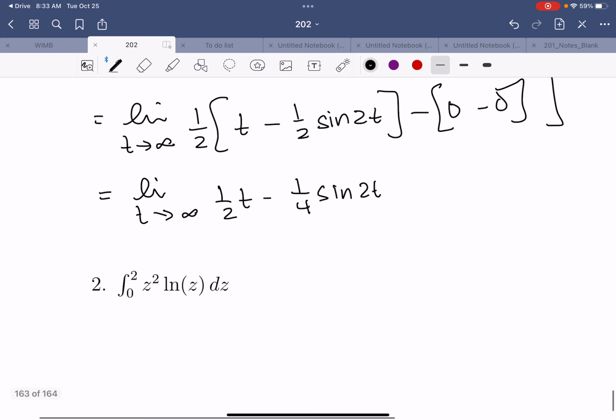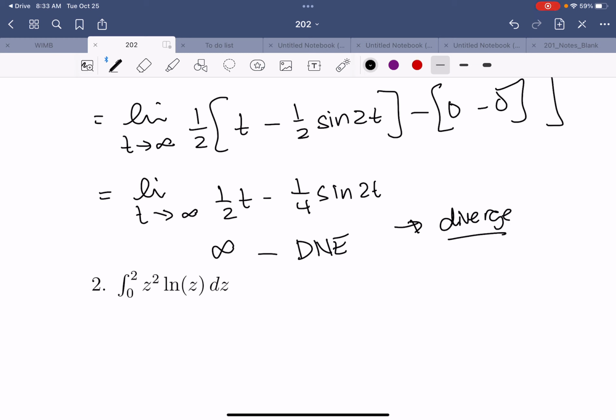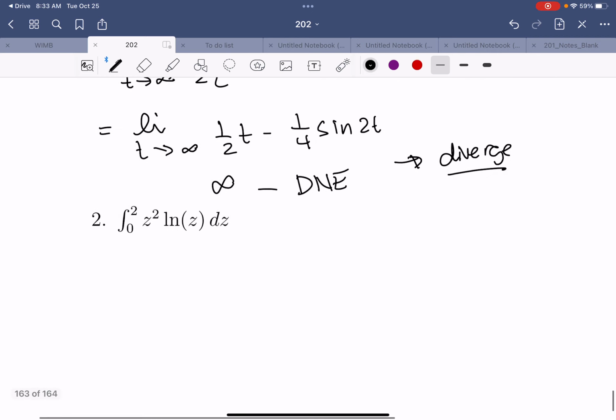Okay, and then when you plug in infinity, this becomes infinity. And then you have minus an integral that does not exist. So in any case, this one is going to diverge because we do get something that is infinite, right? Sine 2t is bounded. So that one's going to oscillate between 1 and -1. And the first, 1/2 t, goes to infinity. And therefore, it's going to diverge, okay?